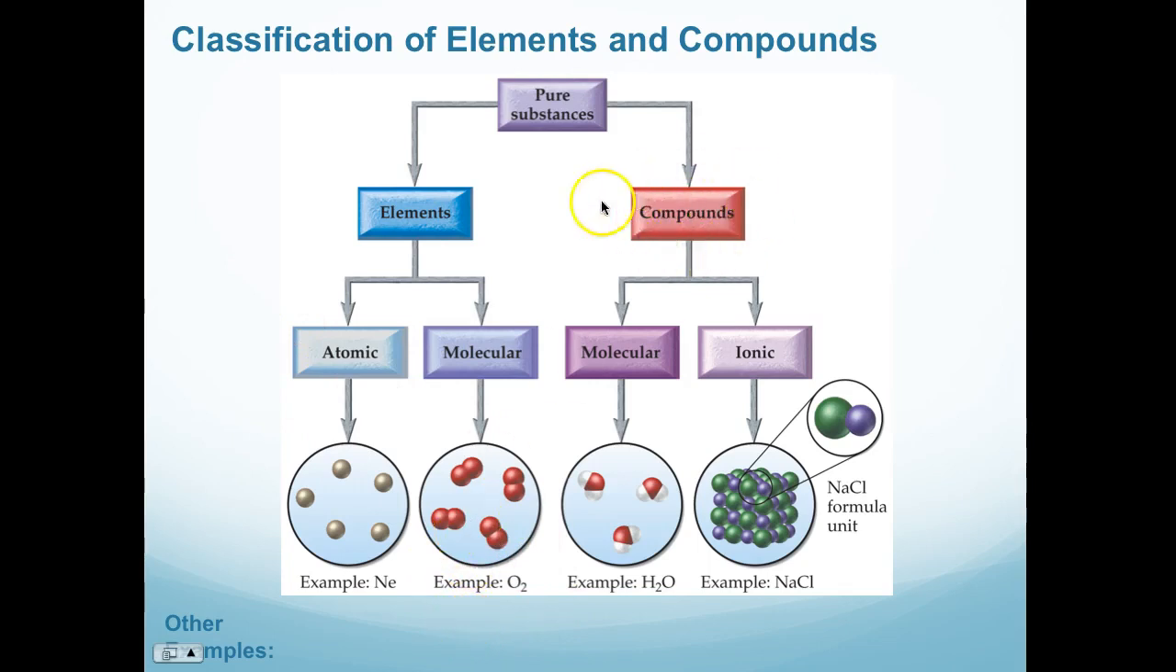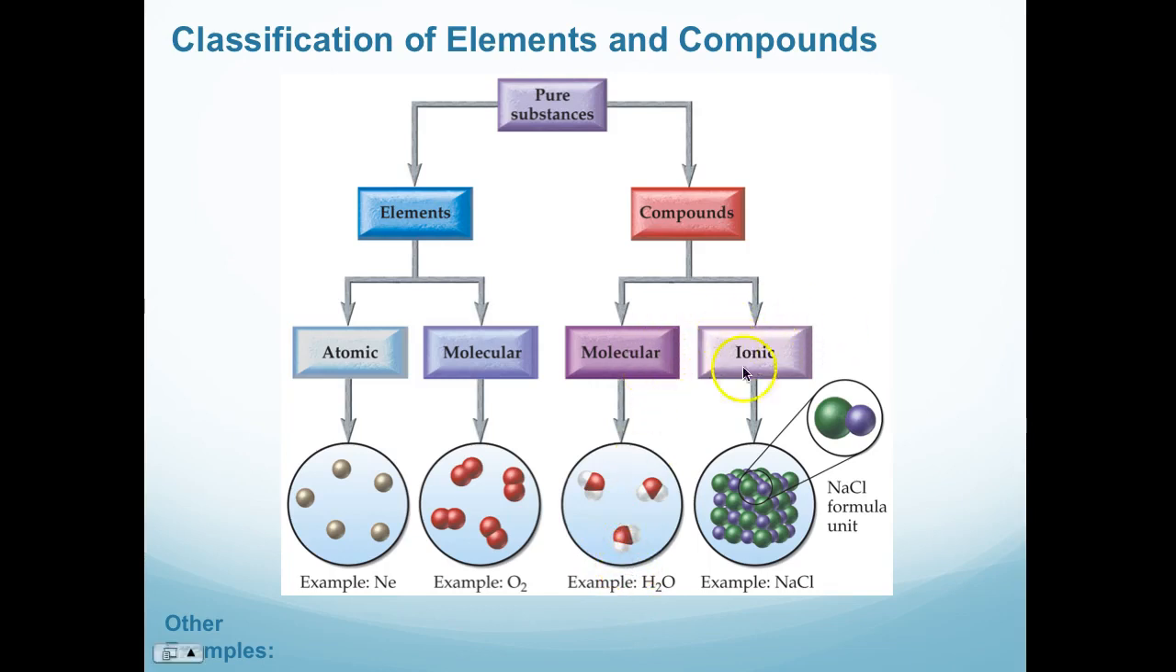If we then look at compounds, we have also two types. We have molecular compounds, where we are combining two or more nonmetals together. So the elements on the rightmost side of the periodic table, and one example is water, where we have hydrogen, we have oxygen. Both of those are going to be nonmetals. And its smallest possible particle will also be a molecule.